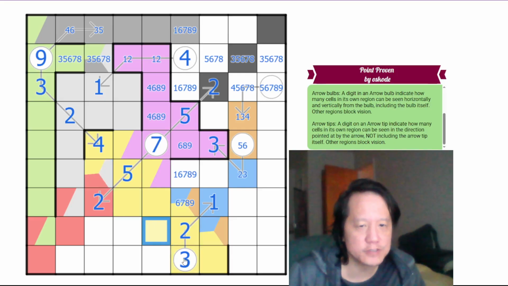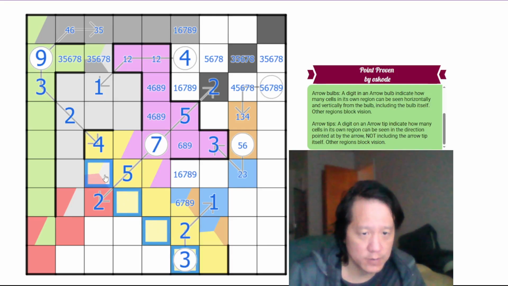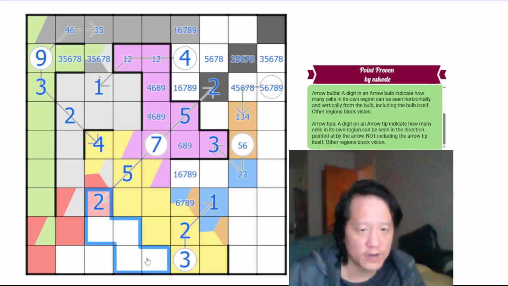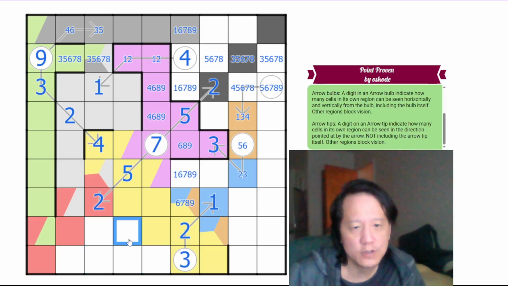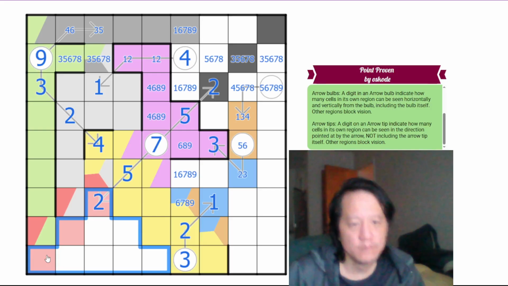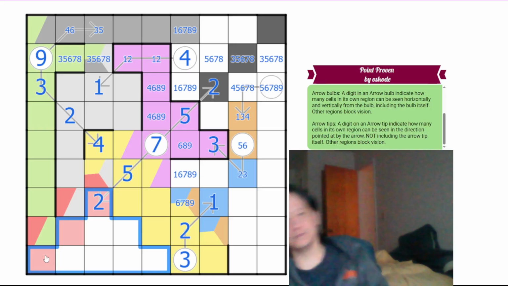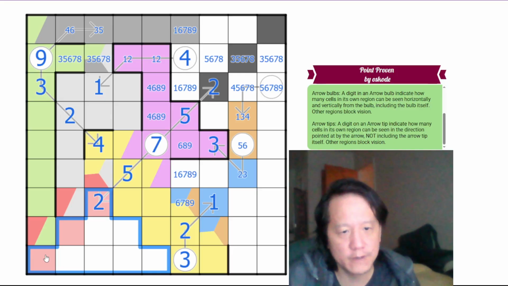Yeah, how many are... So 4 yellows here. That leaves 1, 2, 3, 4, 5, 1, 2, 3, 4, 5, 6, 7, 8, 9. This would be light and this would be green.